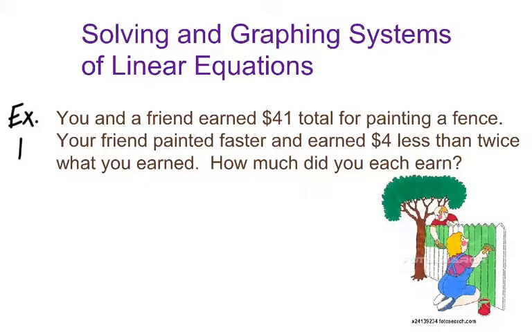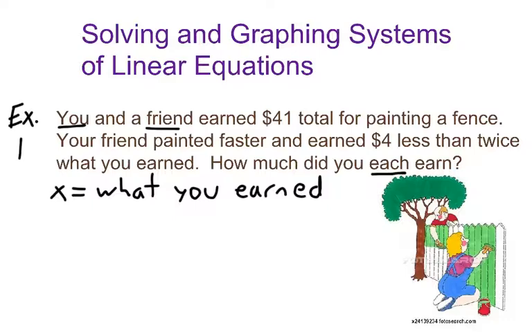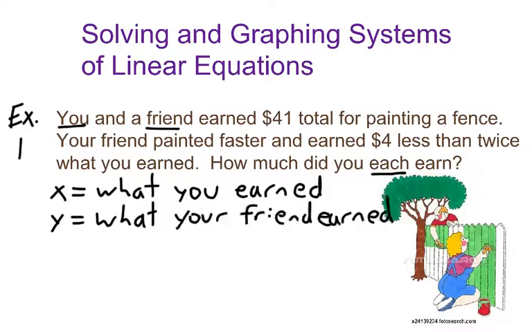First off, how many unknowns do we have? We want to know how much each of you earned. So that's you and your friend. So let's let X represent what you earned, and then Y can represent what your friend earned. So now that we've established what our two variables are, and we tend to use X and Y just because they represent the X and the Y axis, right?